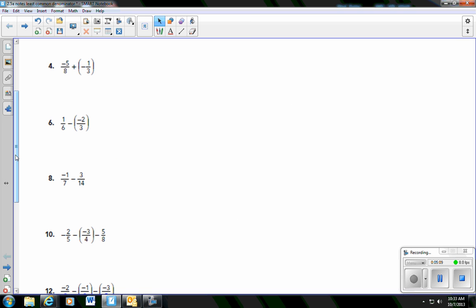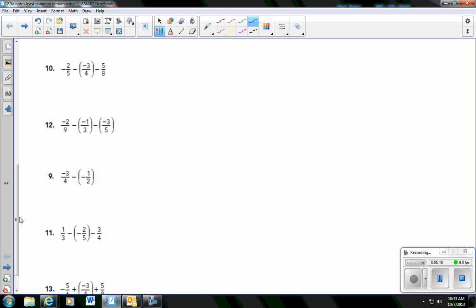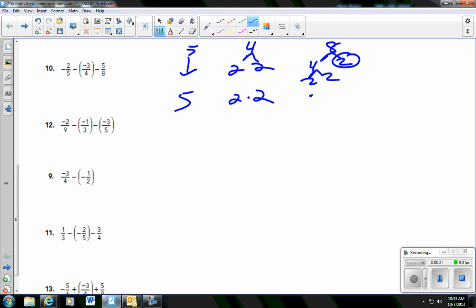If you want to try number 10 there, go ahead and hit pause and see if you can get all the common denominators in number 10. So if we did your factor tree here, 5 is prime, it would just be 5. 4 would break down to 2 times 2. And 8 would break down to 4 times 2. 2 is prime, 2 and 2. So 2 times 2 times 2.